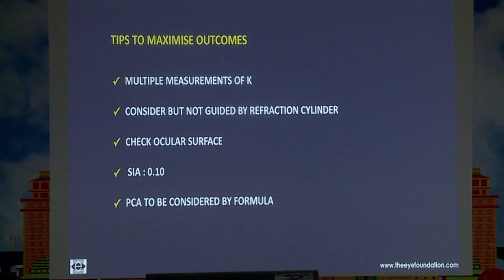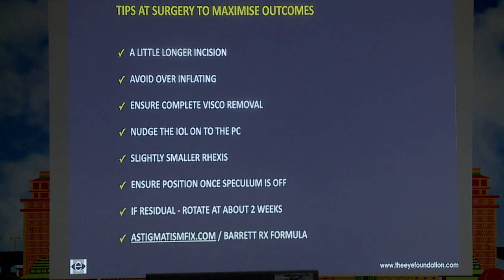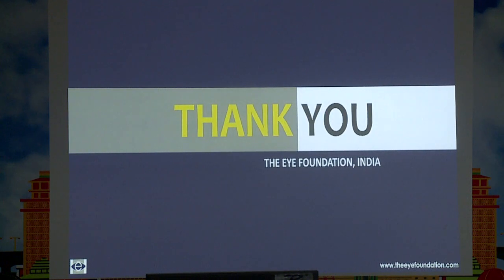So the final take home tips are: multiple measurements of K reading, consider but do not be guided by the refraction cylinder, check the ocular surface even before you take the measurement. The surgically induced astigmatism is 0.1. The posterior corneal astigmatism is to be considered by the formula. You make a slightly longer incision, avoid overinflating. These are the surgical tips. Ensure complete visco removal. Nudge the intraocular lens onto the PC and make a slightly smaller capsulorhexis, as I just emphasized, so that the lens is well captured in the capsular bag. Ensure that even after the speculum is off, the lens remains in position. And if there is a residual astigmatism, go ahead and rotate the intraocular lens 2 weeks after the primary surgery. Thank you so much for your kind attention.